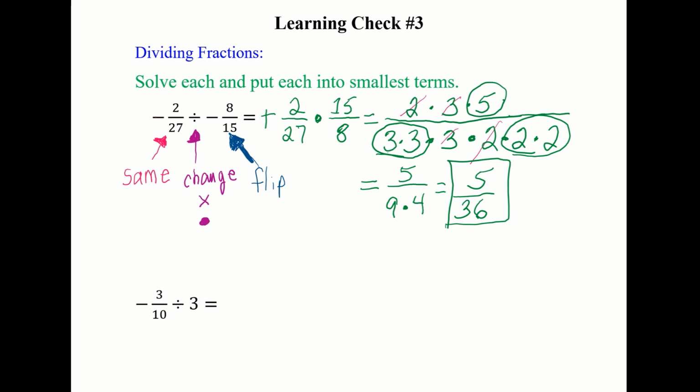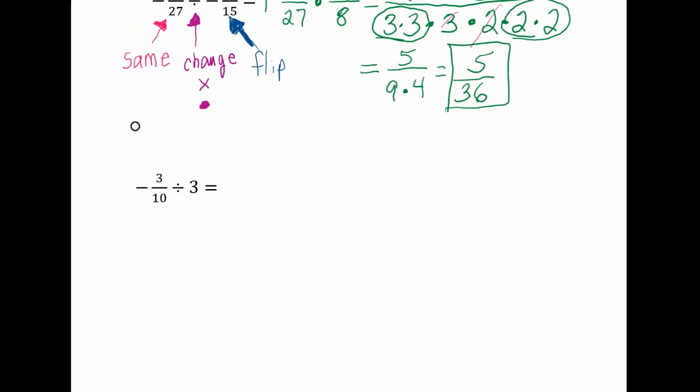Again, we will use same, change, flip. Or you can say keep, change, flip. I don't care how you remember it, but that's what you do. Before we can do that, we need to decide how to handle that negative. Will our final answer be negative? That's a question we need to ask ourselves. We have a negative fraction and a positive 3. That's only one negative, and that is odd. So that means the final answer is negative.